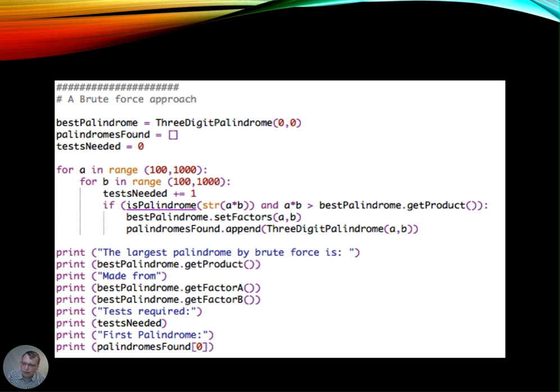The important parts of the code here are we've got 2 for loops, so that's where you're going to be looking for your iterations. In order to help you count the number of iterations, I've put a variable in there called tests needed, which will increase on every iteration.